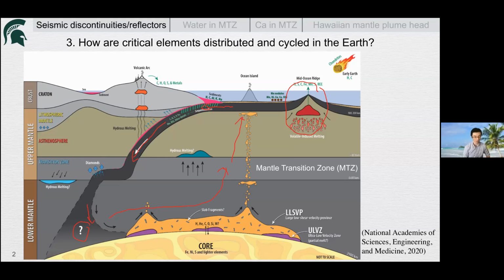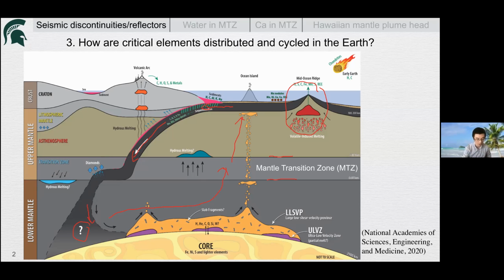For me as a seismologist, what is interesting is what we can learn about compositional heterogeneity in this big picture of recycling, especially in the mid-mantle. Here I want to talk about the mantle transition zone, especially the 410 discontinuity, the 660, and some structures above it and slightly beneath it. This is our topic around the mid-mantle.